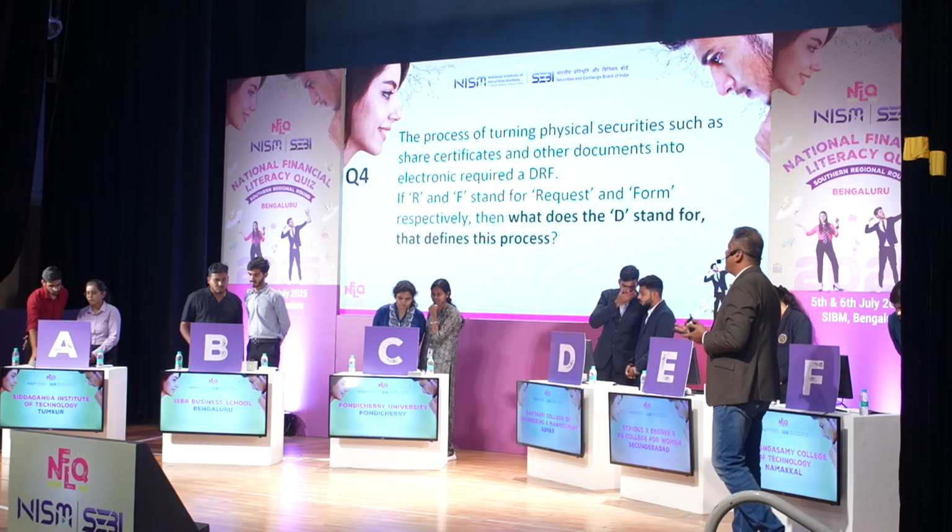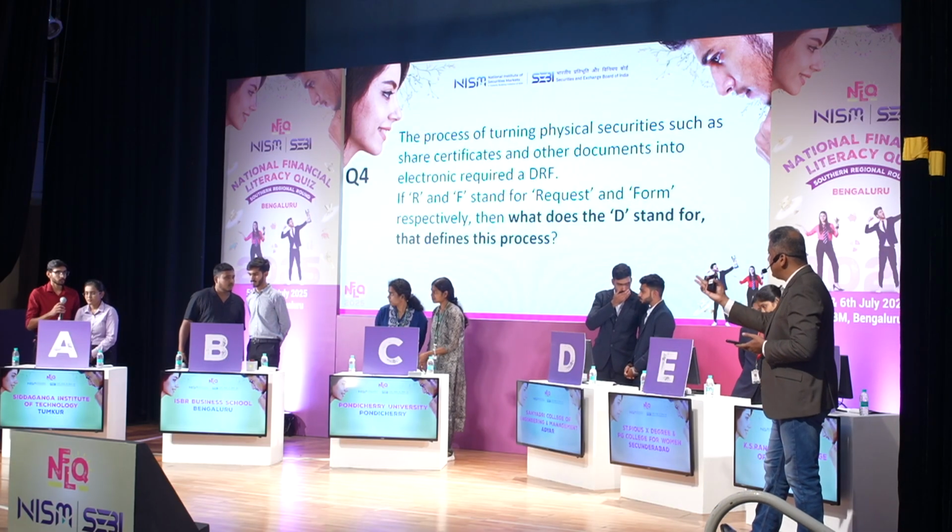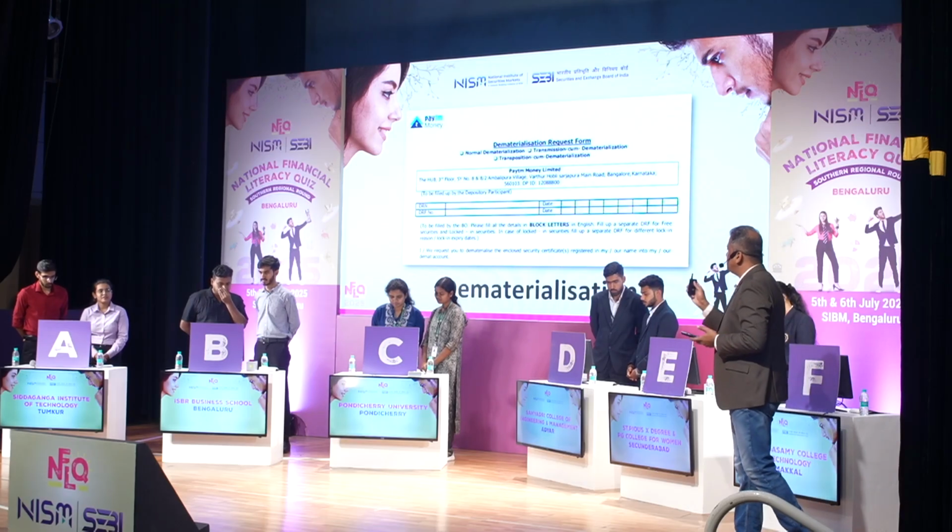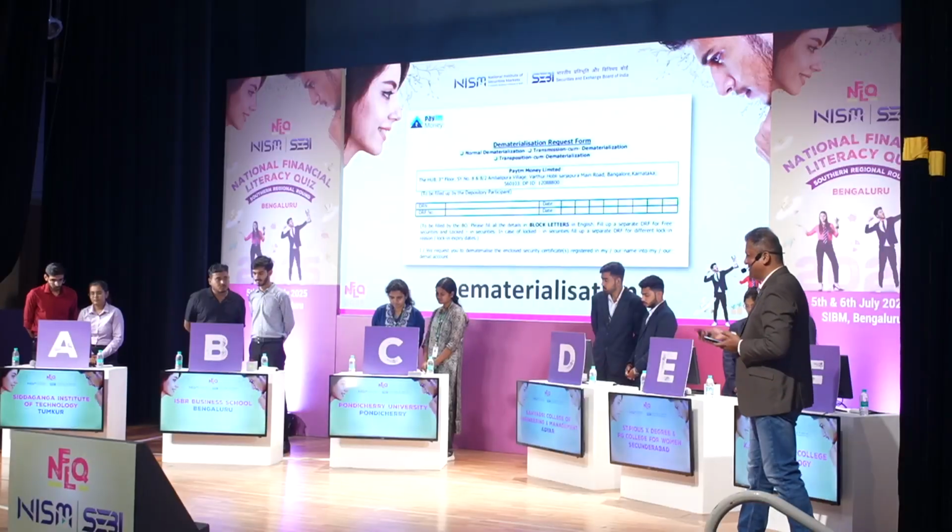That sort of defines this process. Team A. Dematerialization. Dematerialization will get you 25. It's a demat request form. 25 points to team A. And the 5th question goes to team B. Still no negatives if you want to ask me that.